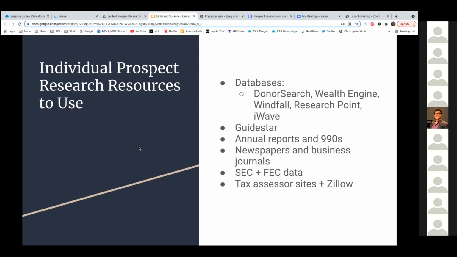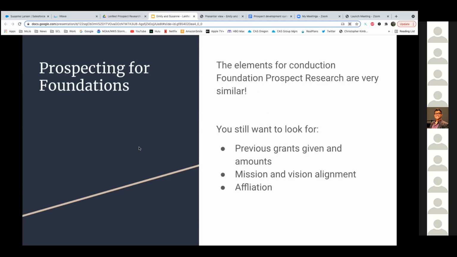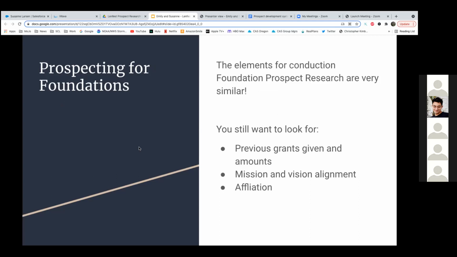And thanks, Aurora, for that note. LinkedIn is really awesome to use, especially when determining business connections and seeing if someone's an executive at an organization. There are a ton of resources you can use out there. Just make sure that the information you're finding is correct. But yes, totally LinkedIn. So we went over the basics for prospecting for individual donors.